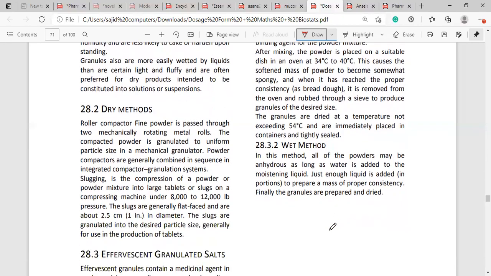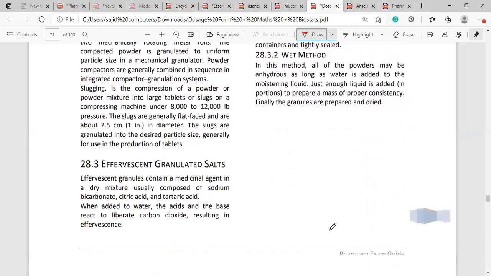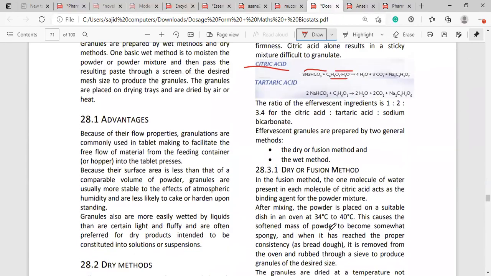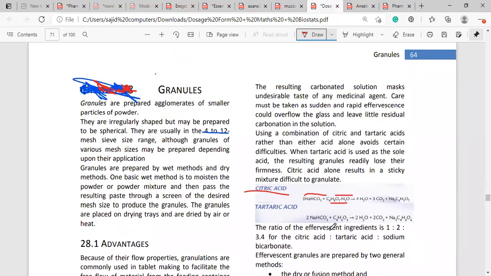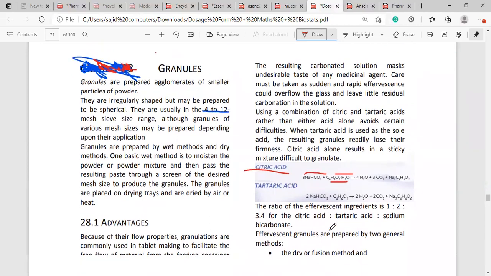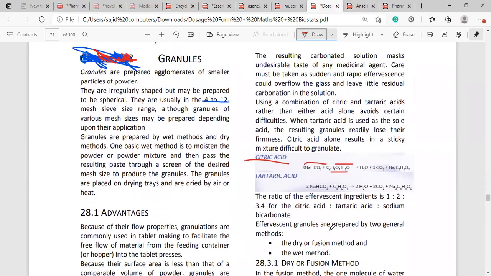Students, granules. In this chapter, we shortly discuss what granules are. Granules are agglomerates of powder particles. Why do we do granulation? To handle the powder easily and to make a uniform size so that it will facilitate the further process of compression.